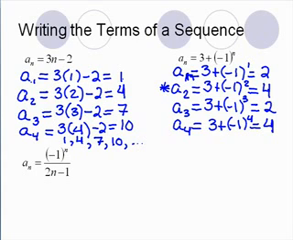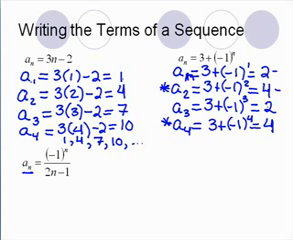So this is an alternating sequence. We're alternating between the values 2 and 4. And it'll keep going and going and going like that, where all the odd terms are 2's and all the even terms are going to be 4's. So that's one type of alternating sequence. Now let's take a look at another one.